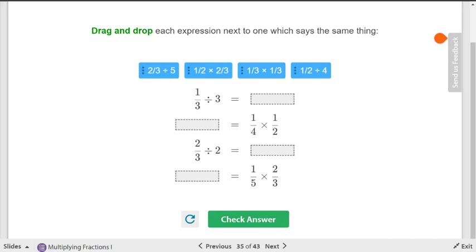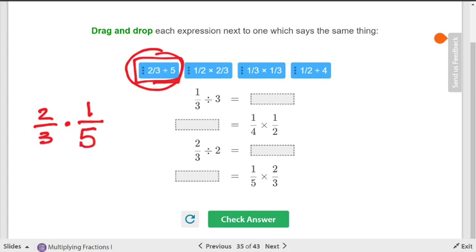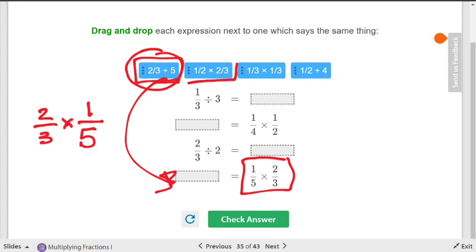So let's look at these. You're going to drag and drop them. So 2/3 divided by 5 is the same as 2/3 times what? Divide by 5 is the same as multiply by what? So it's this one. Yep. Okay, because the order doesn't make a difference. Okay. All right.